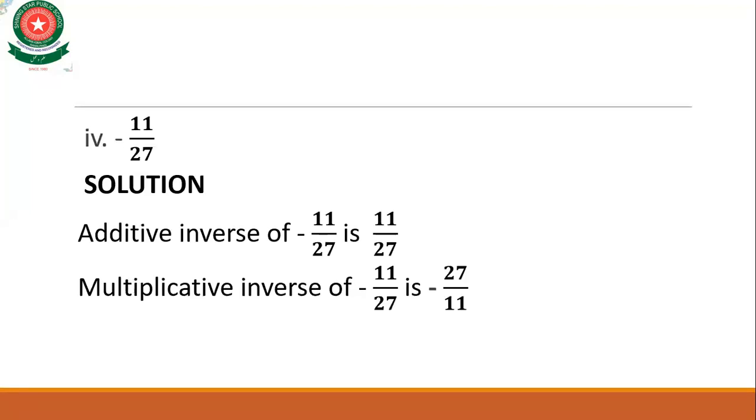Part number 4, minus 11 by 27. The additive inverse of minus 11 over 27 is 11 by 27. And the multiplicative inverse of minus 11 by 27 is minus 27 by 11.